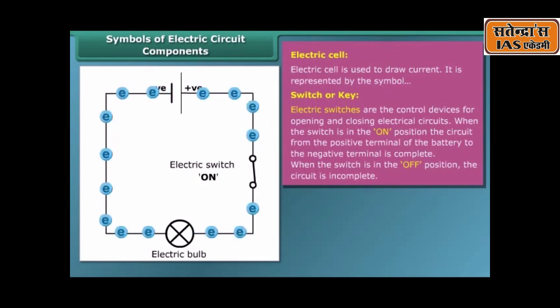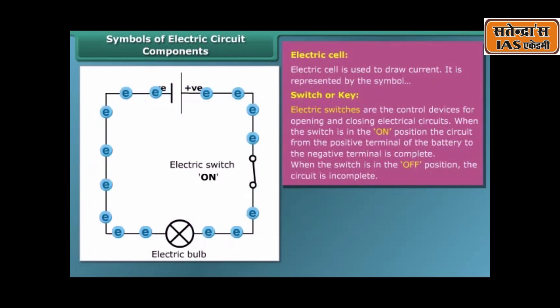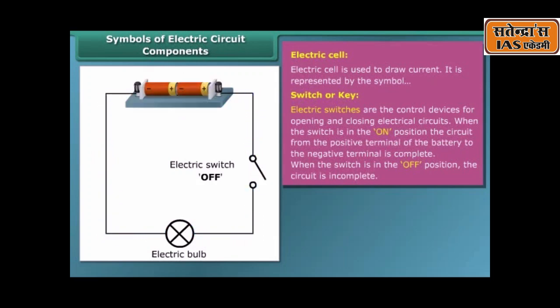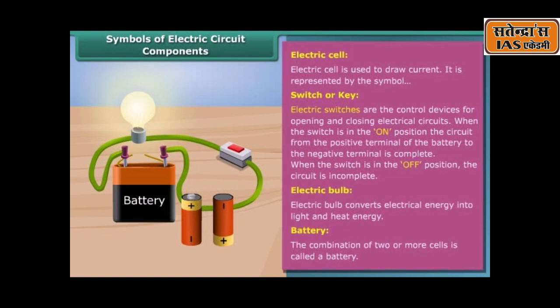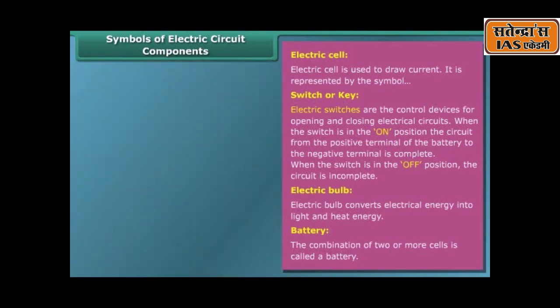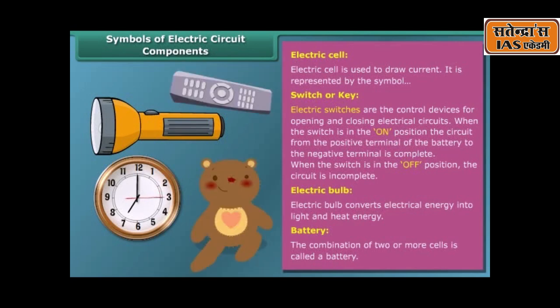When the switch is in the on position, the circuit is closed and the current flows throughout the circuit. When the switch is in the off position, the circuit is open. In this case, no current flows through the circuit. The combination of two or more cells is called a battery. In a battery, the positive terminal of one cell is connected to the negative terminal of the next cell. Many devices such as torches, wall clocks and watches, toys, TV remote controls are battery-operated devices.